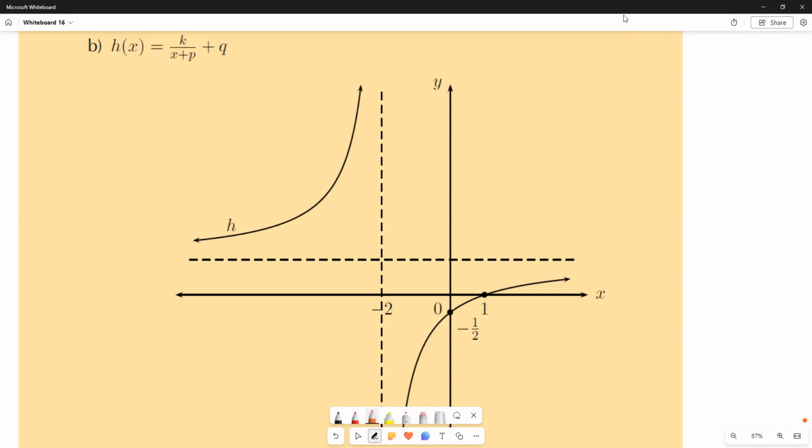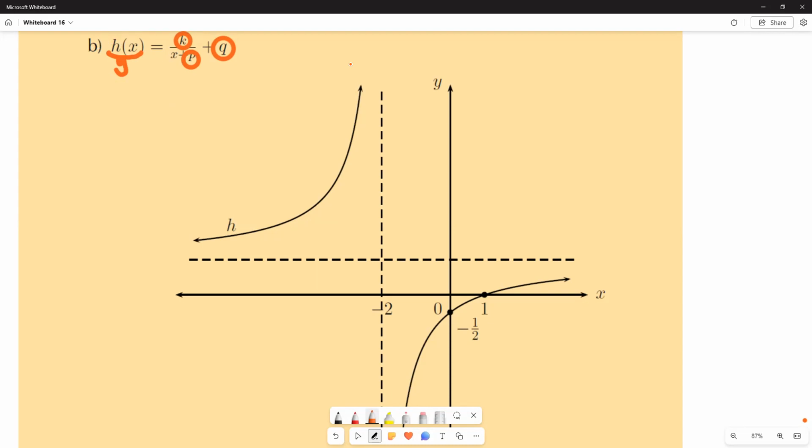So I have K, which is unknown. I have Q, which is unknown. I have P, which is unknown. X is known. Remember, I said X is the input, and then Y is known. Remember, H of X just means Y. So H of X is known because it's the output.